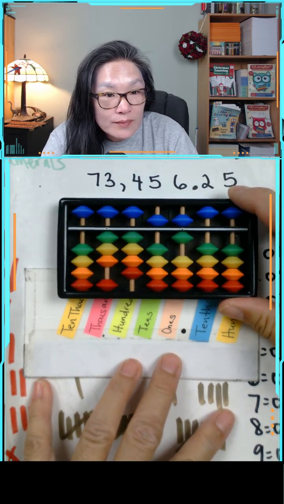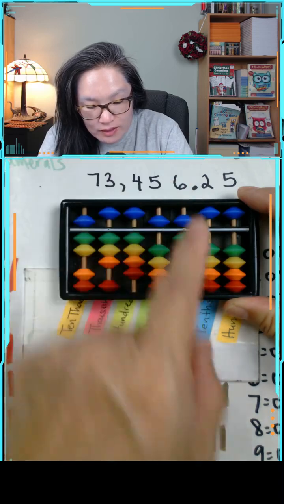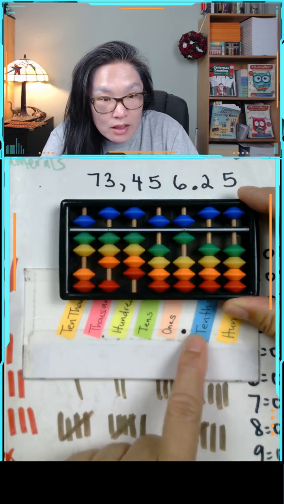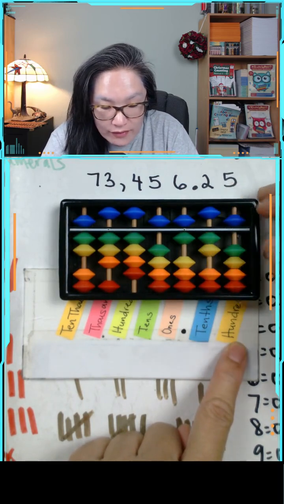So we have our next number, right? 73,456 point. There's a decimal right here, tenths, and then the hundredths. So we have the 2 and the 5.